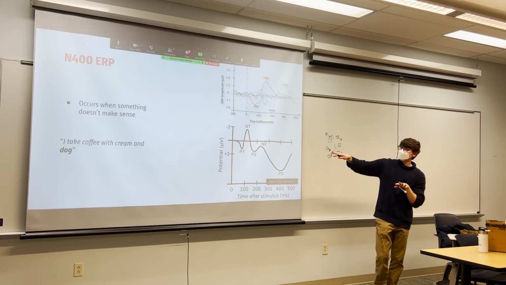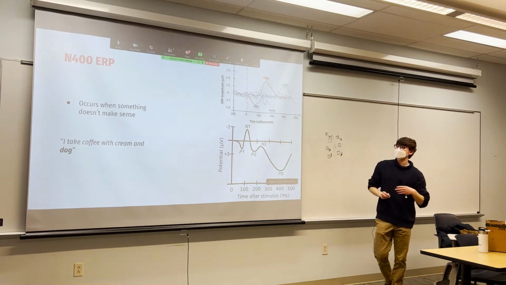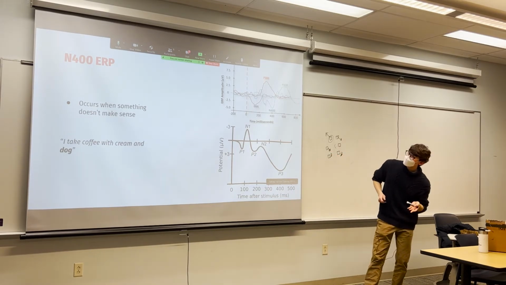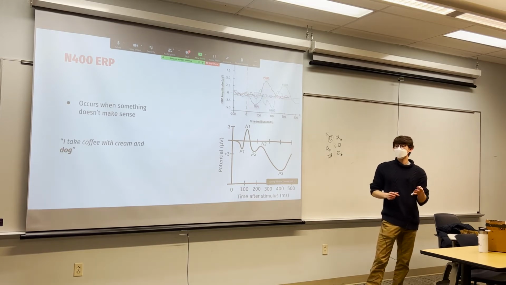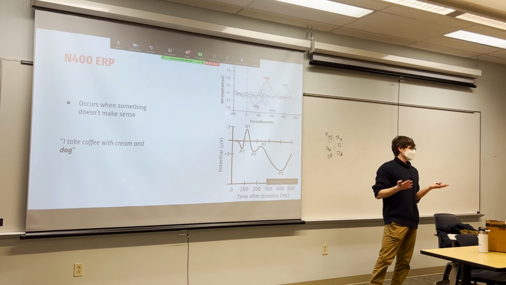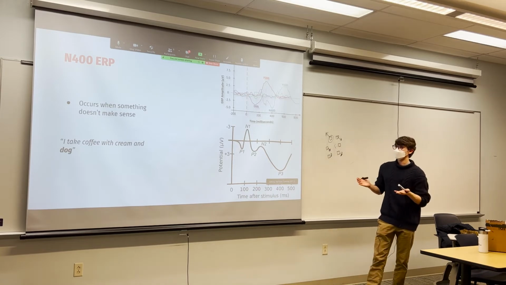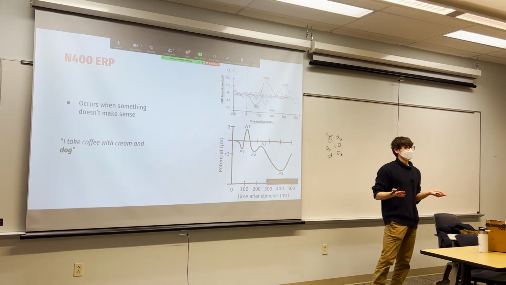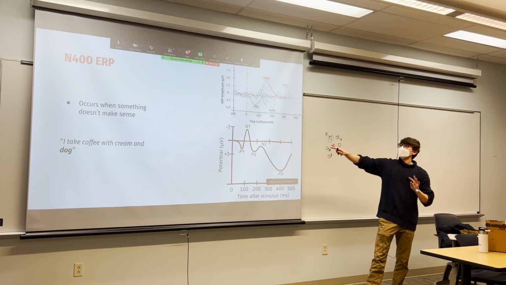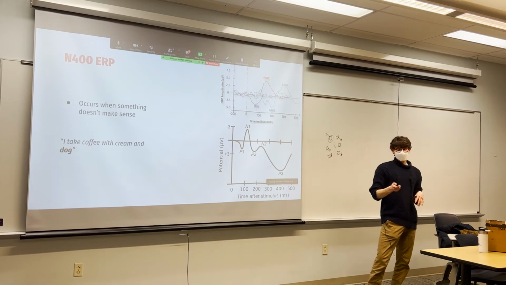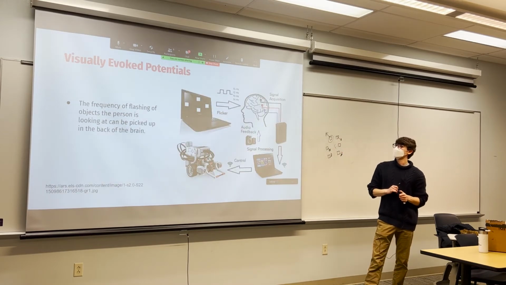But I like this one a little bit more. This one occurs when something doesn't make sense. So if I read to you the sentence, "I take coffee with cream and dog," your brain goes, "dog, that doesn't make sense." And all of you just had an N400 signal when I said that, or if you read that ahead of me, because that doesn't make sense to us. And so this fires when there's a pattern that we expect that doesn't come through.